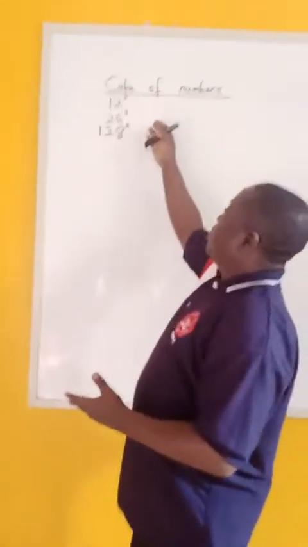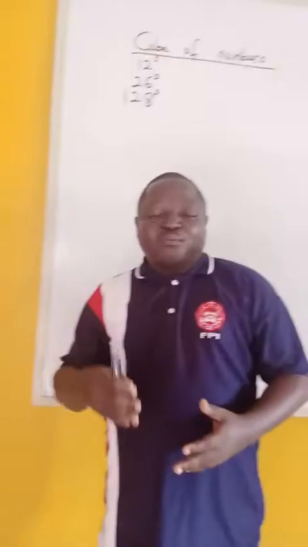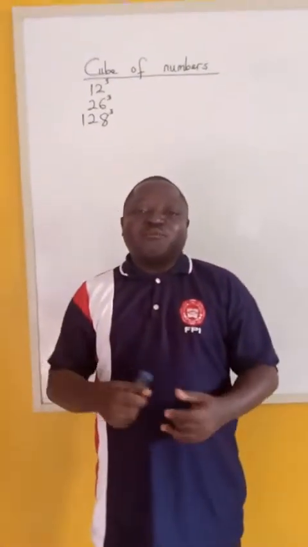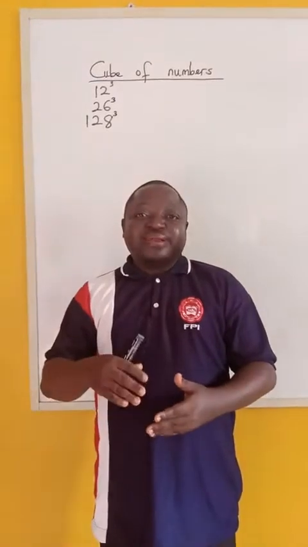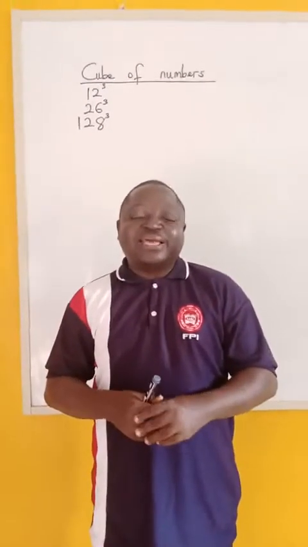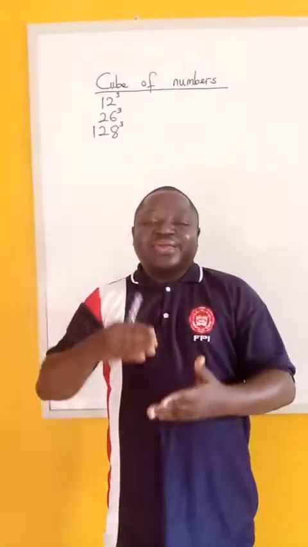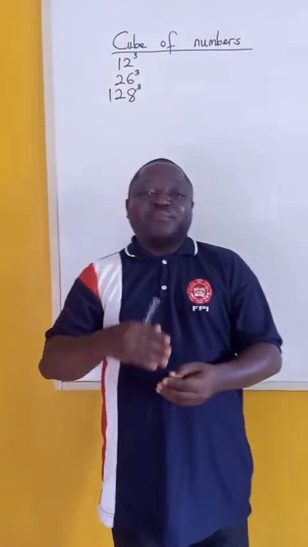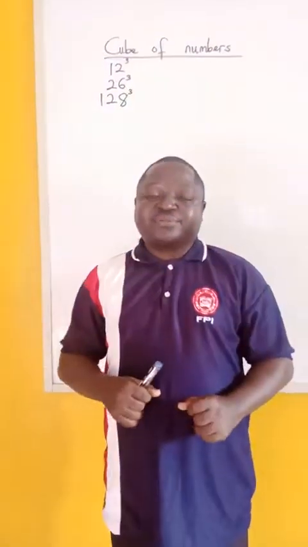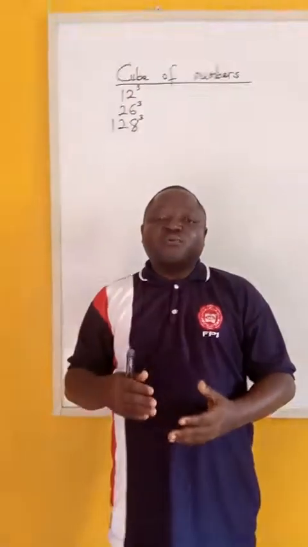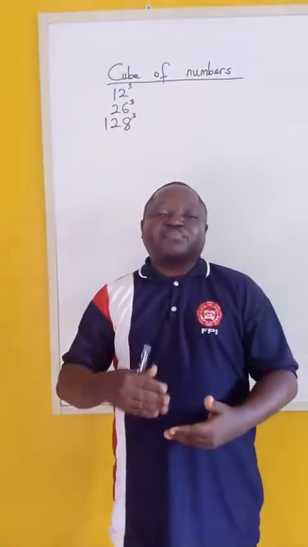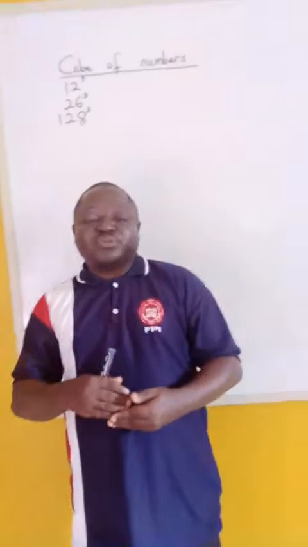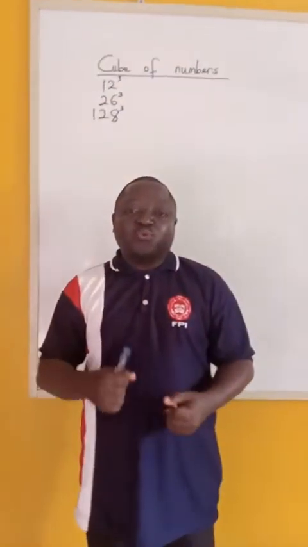But before we do this, what do you understand by cube? Cube of a number simply means the result of multiplying the same number 3 times. For instance, cube of 1 is equal to 1 times 1 times 1. Cube of 2 is equal to 2 times 2 times 2, and so on.